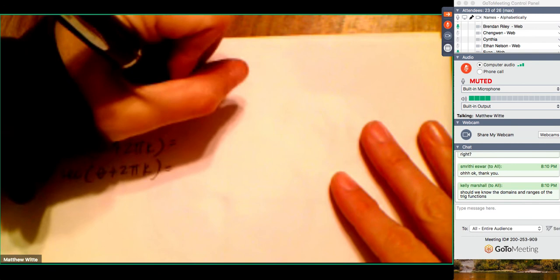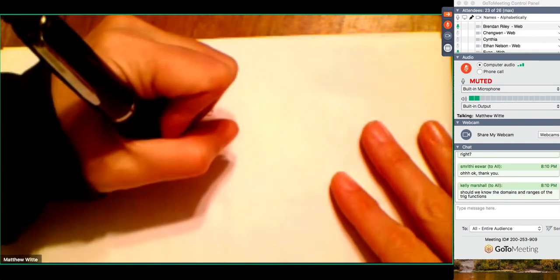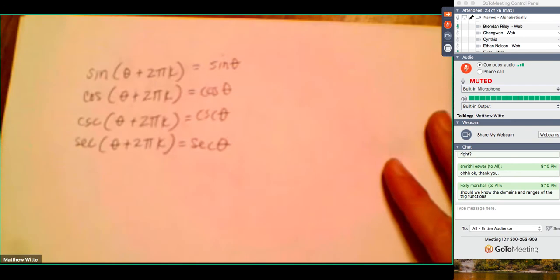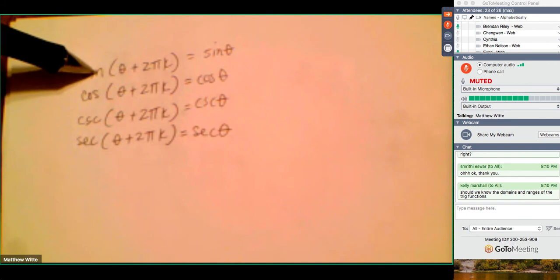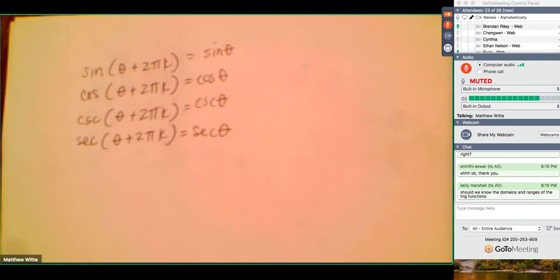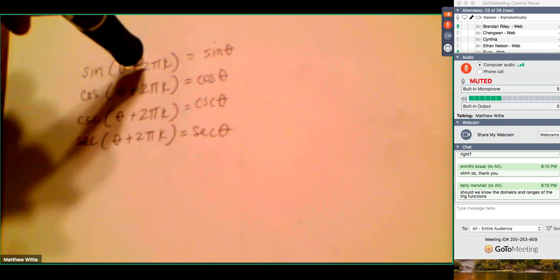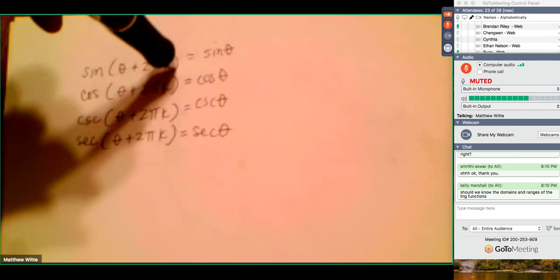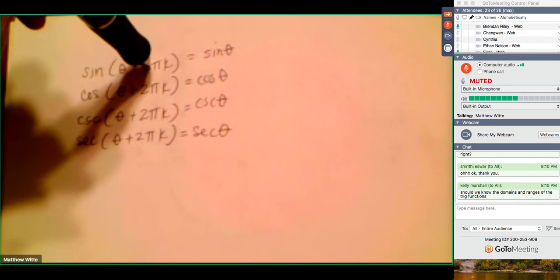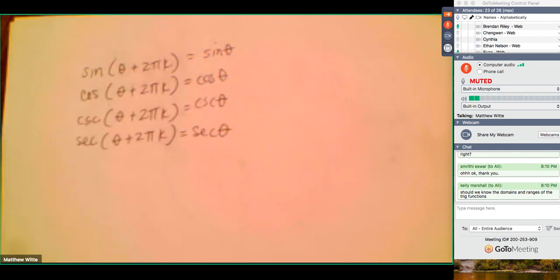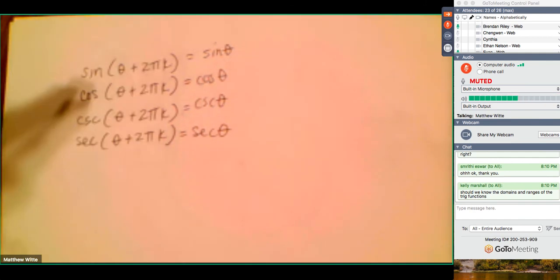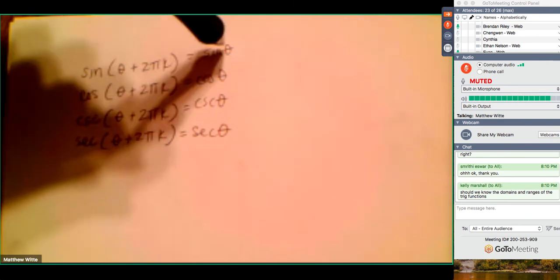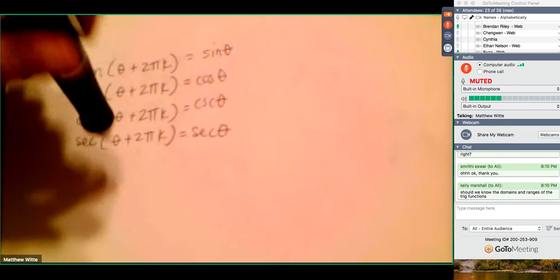Sine theta, cosine theta, cosecant theta. Okay. So your periodic functions say that you can rewrite sine of an angle that spirals more than once around the unit circle by taking away that 2 pi k. So k is an integer: 2 pi, 4 pi, 6 pi, 8 pi, 0, negative 2 pi, negative 4 pi, negative 6 pi. Any multiples of 2 pi, you can just rewrite as sine theta. Same goes with cosine, cosecant, and secant.